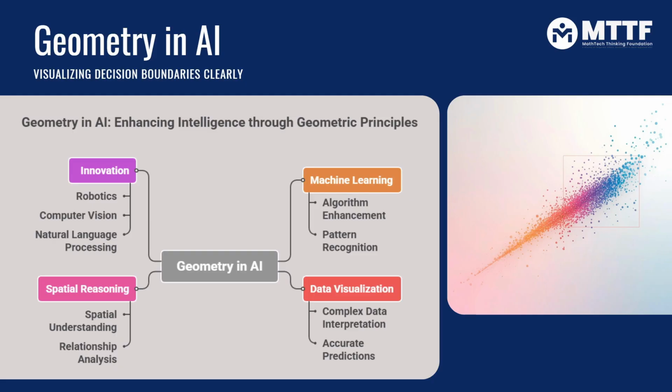Spatial reasoning allows the AI system to understand relationships such as proximity, orientation, and structure, making decisions more intuitive and reliable. Finally, geometry supports data visualization, helping to interpret complex, high dimensional data and making more accurate predictions. In essence, geometry gives AI a sense of space, turning abstract data into structured understanding.